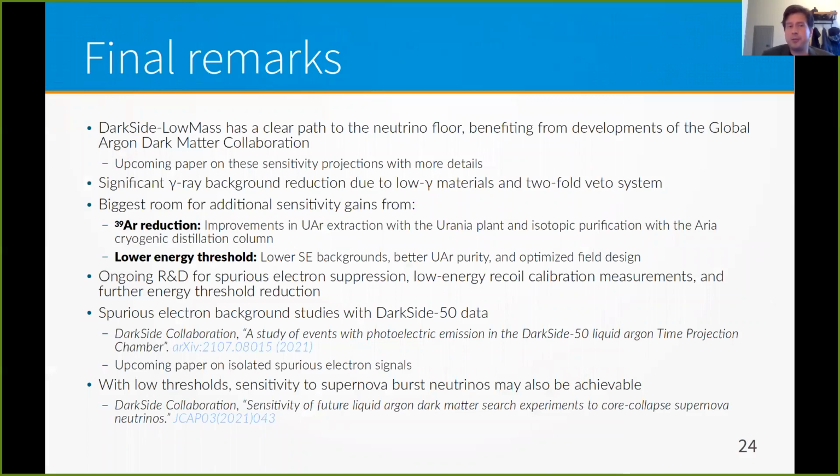So keep your eyes peeled for our upcoming paper with sensitivity projections and more details on the studies that I presented here. One of the key hallmarks of this plan is that we're getting substantial gamma ray background reduction due to the low-gamma materials that we're using and our twofold veto system. The biggest room for additionally improving our sensitivity comes from further reducing the argon-39 content and by lowering our energy threshold, which will largely be a matter of how low we can get our spurious electron background rates.